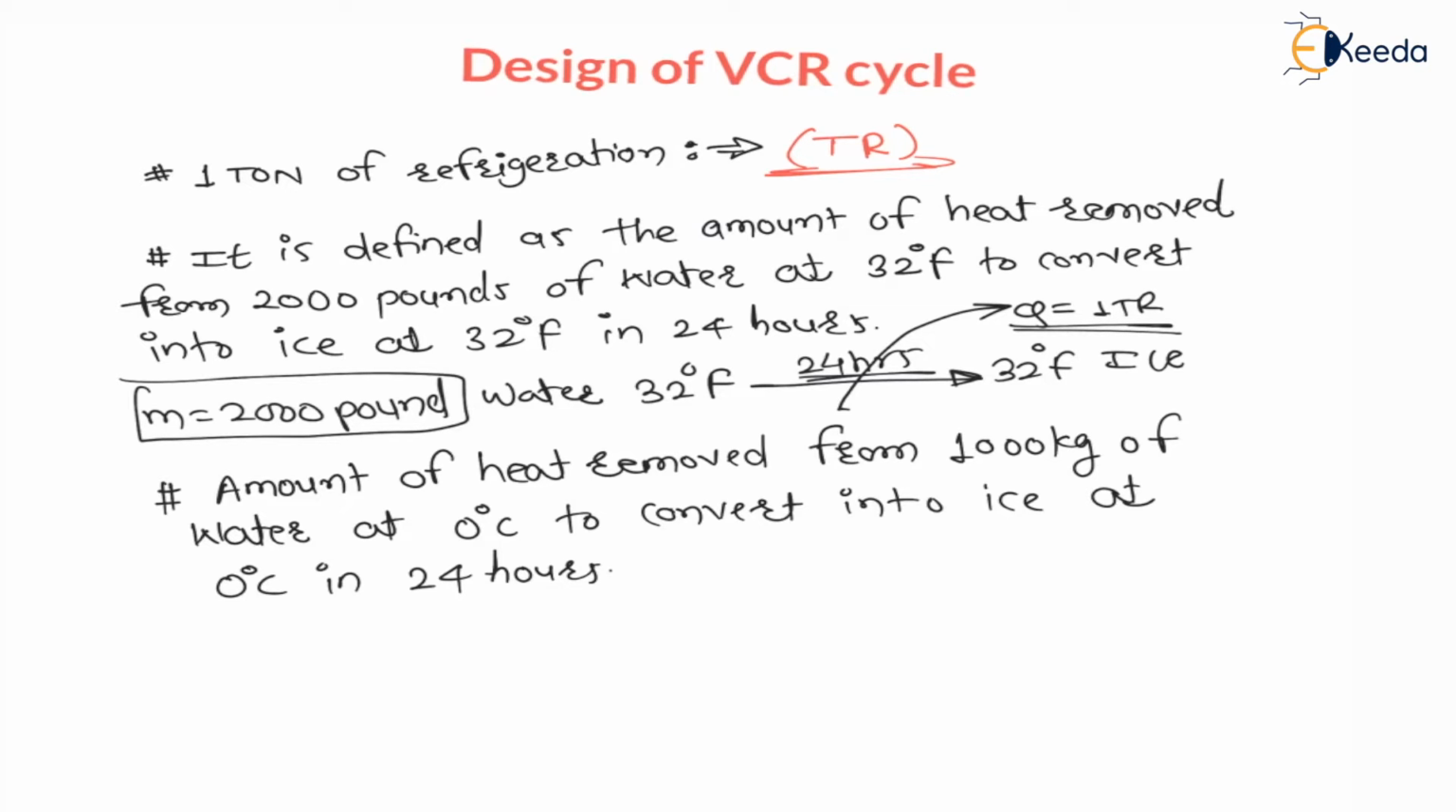Now another definition of 1 ton of refrigeration, in case of the SI system, that is if mass is considered in kilograms, temperature in degree Celsius and time in seconds, then in this SI system the definition becomes: the amount of heat removed from 1000 kg of water at 0 degree Celsius to convert into ice at 0 degree Celsius in 24 hours.